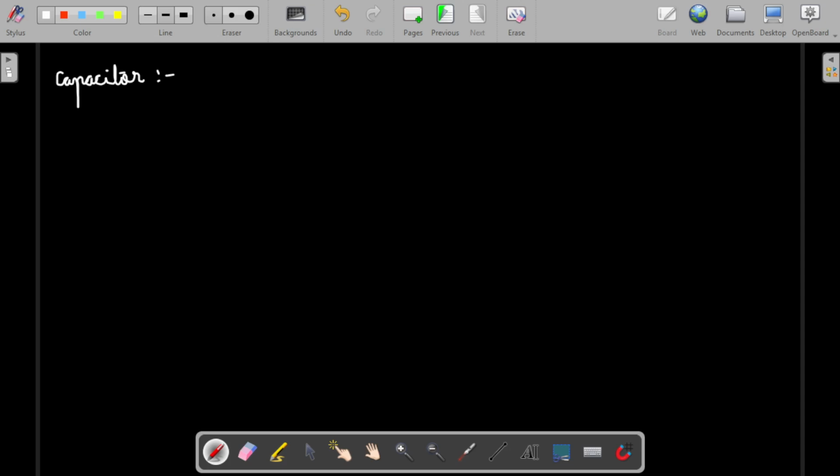Today we are going to continue our discussion on the types of elements in the network. We have already completed resistors and inductance, right? This is the third lecture on the types of elements in the network. I think resistance and inductance are covered well enough, and you may not have any doubt.